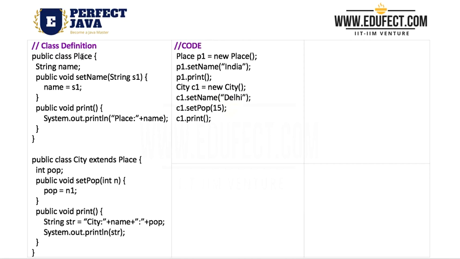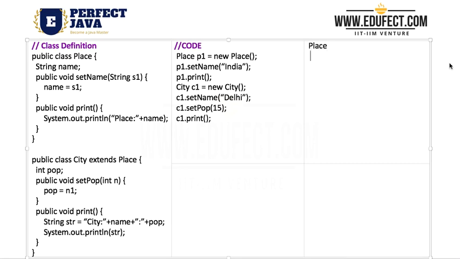So here we have a class named place. And what are the methods in class place? We have a method setName, which takes an object of type string. So this is the signature of that method. And then we have a method called print, which does not take any parameter. So these are the two methods defined in the class place.